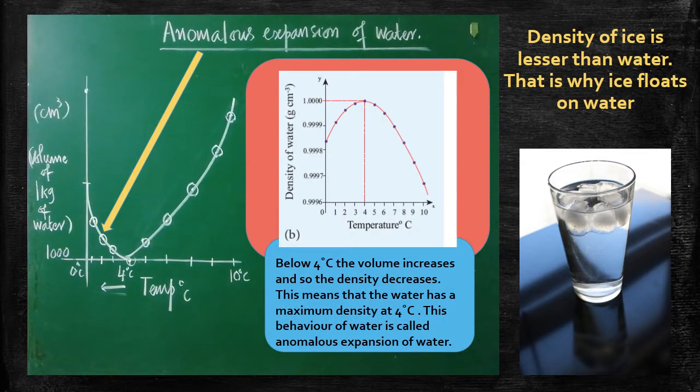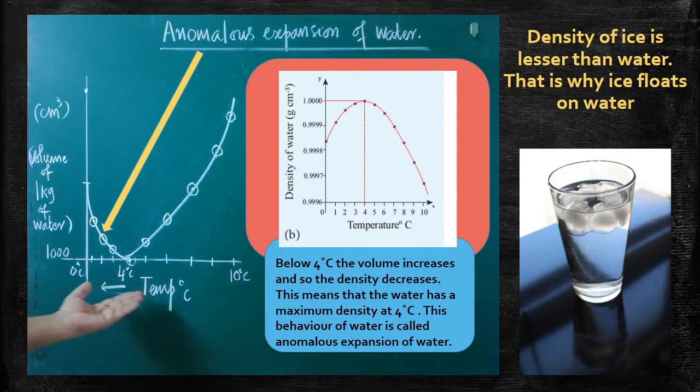Now we are going to learn a peculiar property of water, called the anomalous expansion of water. This peculiar property can be learnt by drawing the curve. Here, look at the graph.